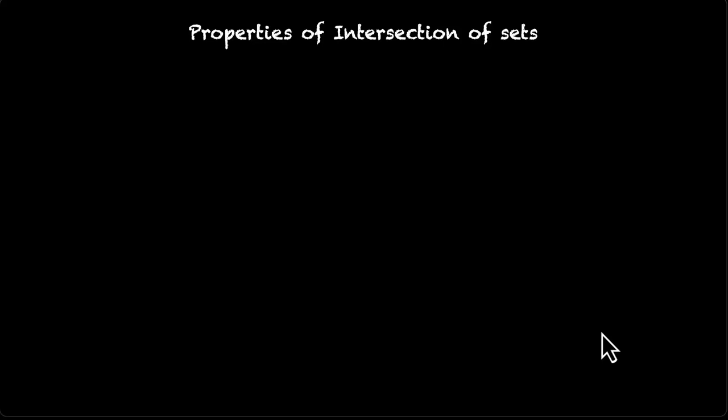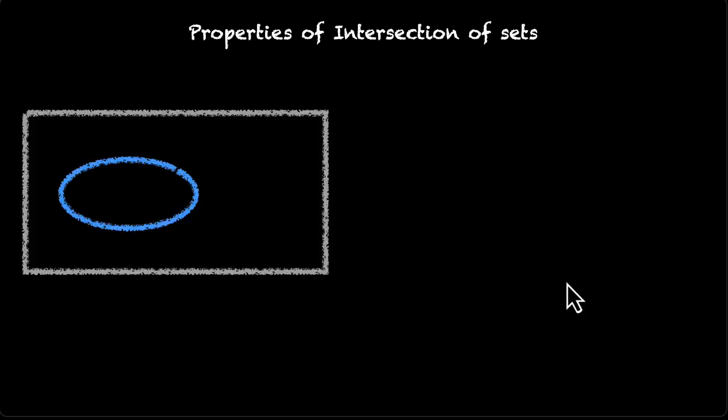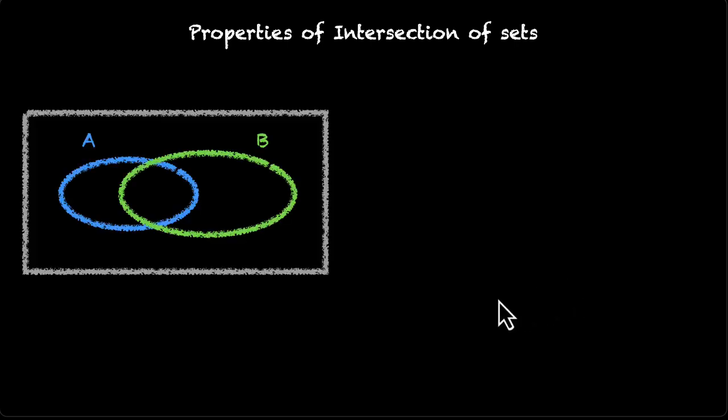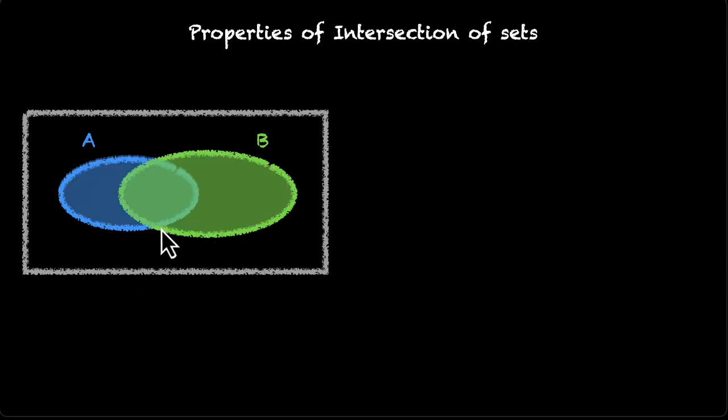Now let's move on to the properties of intersection of sets. And you'll see a lot of similarities between union and intersection of sets. Let me show you. We have this universe and we have set A and we have set B. This time we're going to find the intersection between A and B. So A intersection B means we're going to take the region that's common between A and B. So we'll take this middle region, that's A intersection B.